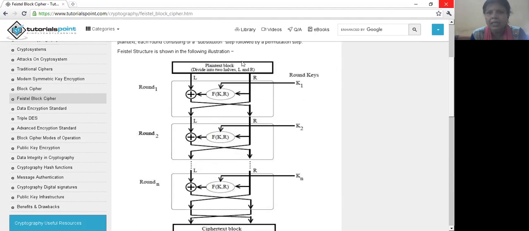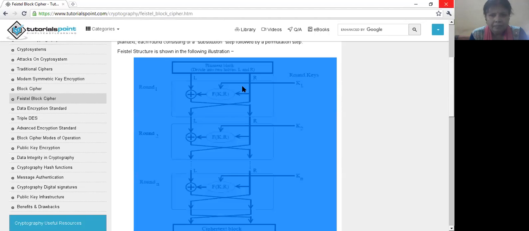Can you see the plain text block? We divide it into two halves, L and R, the left block and the right block. We have this left block and this right block. What we do is we apply the round keys here. Can you see? We have a function and a key. We have the right part coming here, right?